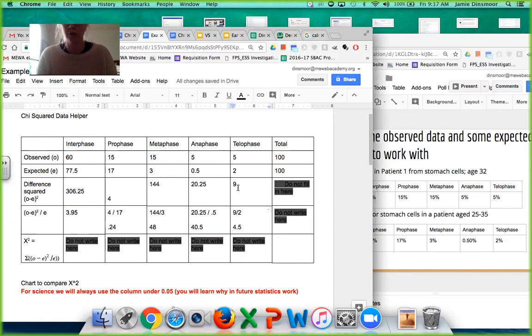Okay, so you're literally doing this box divided by the one right above it, that's the pattern, right? But you could also think of it as the difference squared divided by E, or the expected. Okay, so now comes the easiest part. We add all of these values up and pop them in this last box here because we want the sum of all of these differences squared divided by E. So we're just going to add them up to get our chi-squared value. 3.95 plus 0.24 plus 48 plus 40.5 plus 4.5 equals 97.19.